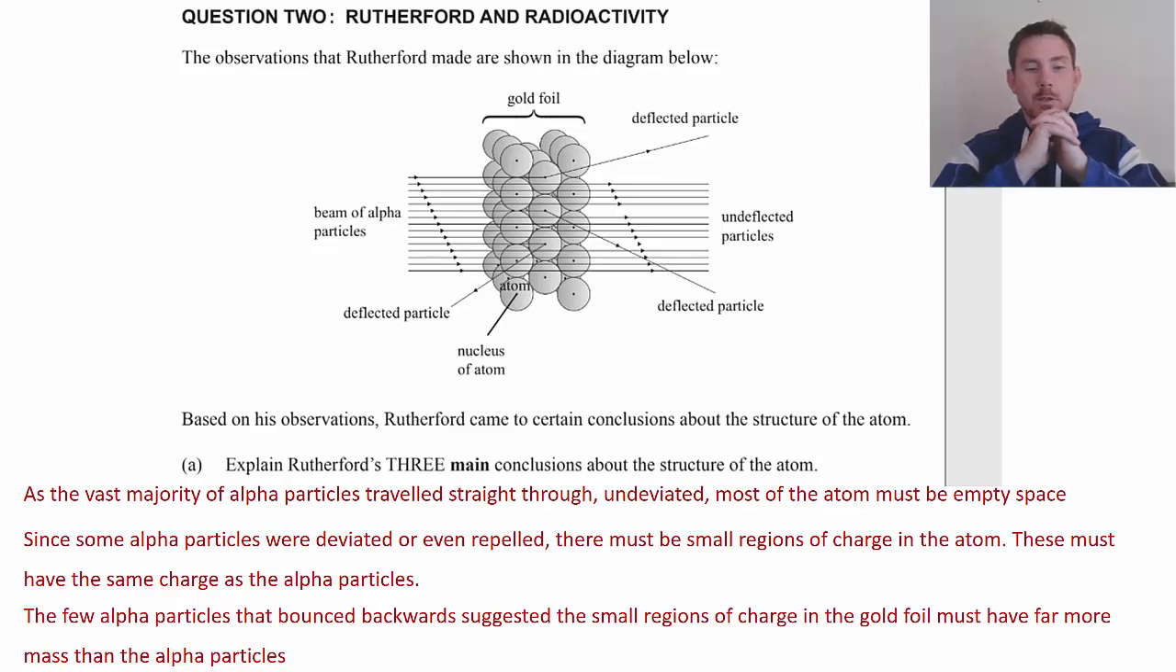So the few alpha particles that bounce backwards suggested the small regions of charge in the gold foil must have far more mass than the alpha particles. And if you explained correctly these three conclusions, then that would be an excellence level response.